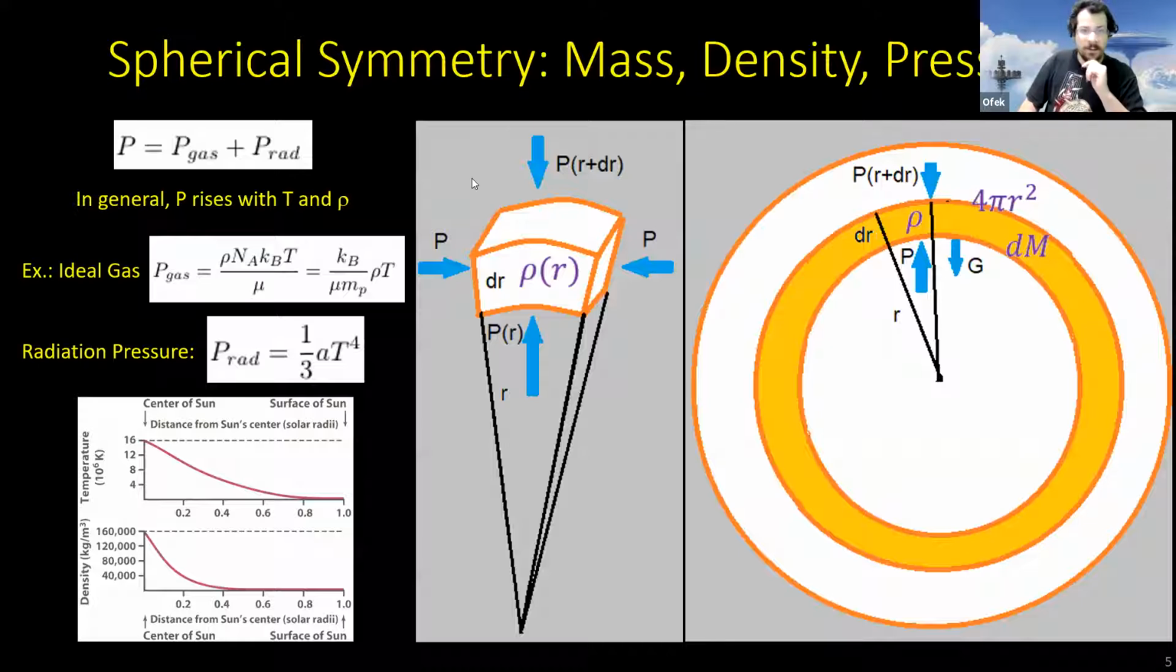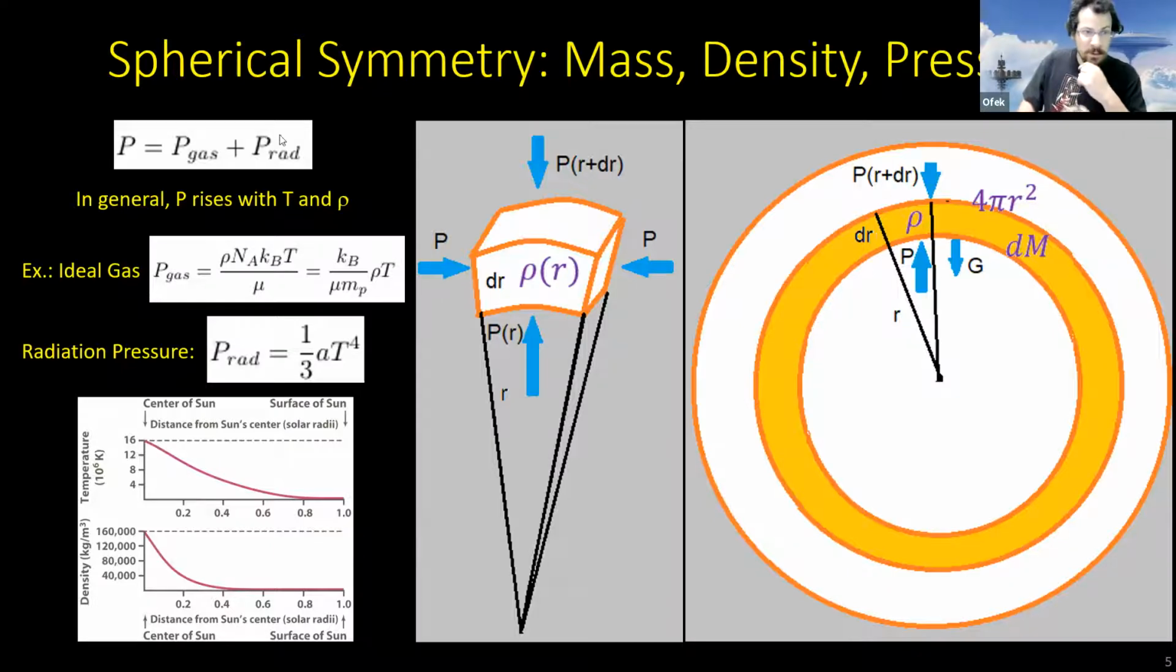And this is the diagram we gave last week, showing exactly what I just said. An element of mass has to balance the gradient of pressure from below and from above with the gravity pulling it inwards. And under the assumption of spherical symmetry, the left and right pressures cancel out exactly. So it's really, under spherical symmetry, a one-dimensional problem. r is the only variable.